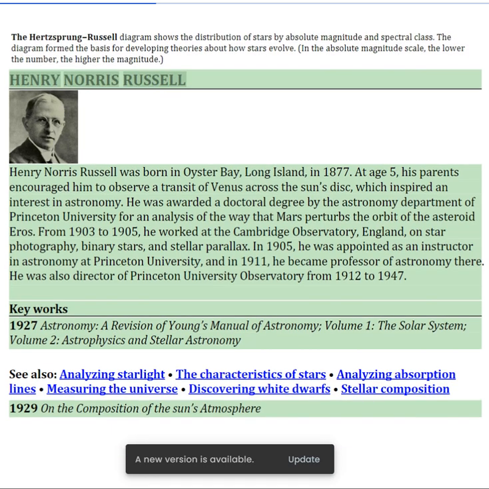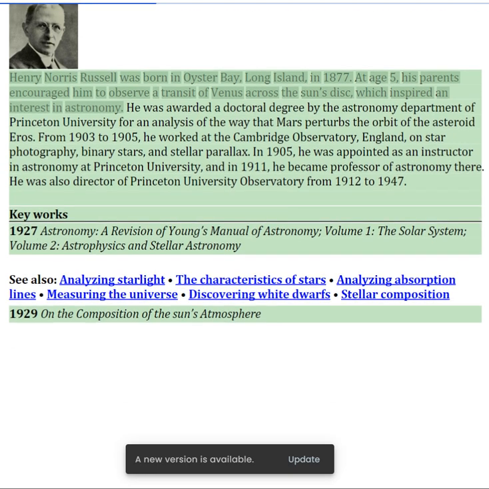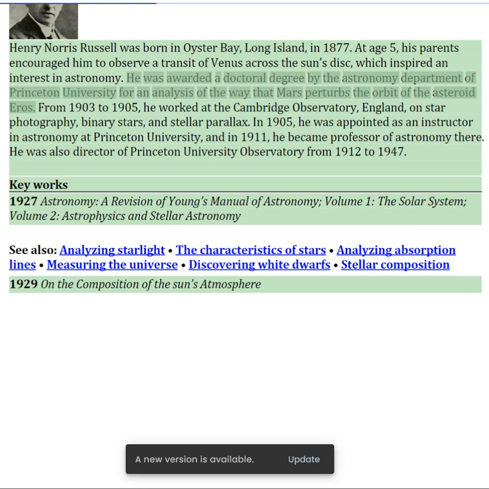Henry Norris Russell. Henry Norris Russell was born in Oyster Bay, Long Island, in 1877. At age 5, his parents encouraged him to observe a transit of Venus across the Sun's disk, which inspired an interest in astronomy. He was awarded a doctoral degree by the Astronomy Department of Princeton University for an analysis of the way that Mars perturbs the orbit of the asteroid Eros.